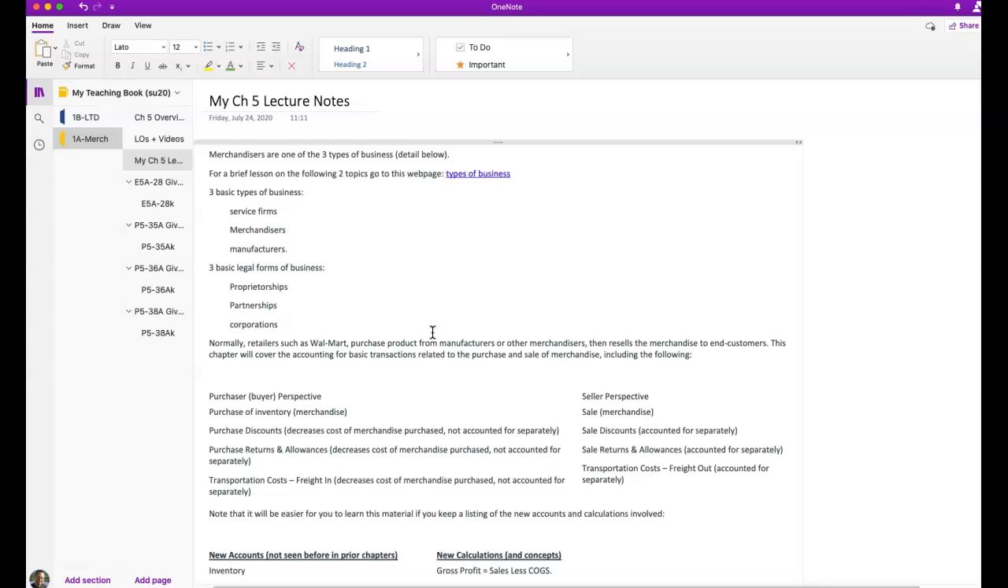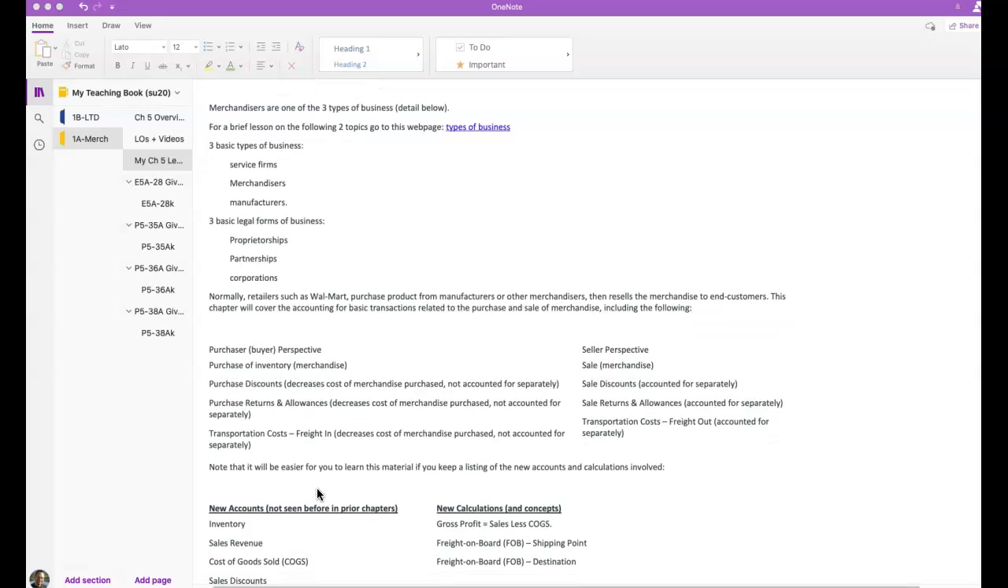I also recommend that you get initial, even if basic, understanding of the 3 basic legal forms of business: proprietorships, partnerships, and corporations. Accounting 1A assumes proprietorships in most of the chapters, while Accounting 1B will introduce partnerships and corporations.